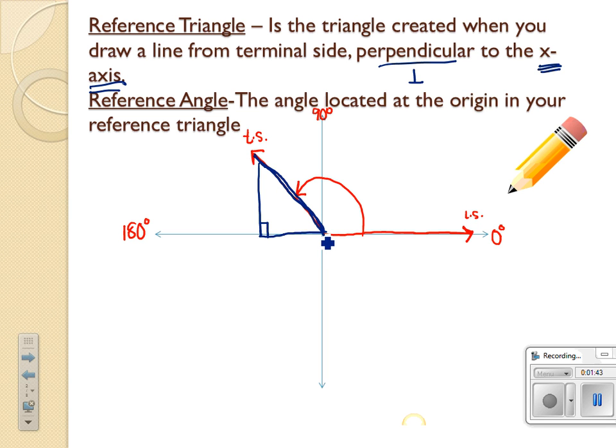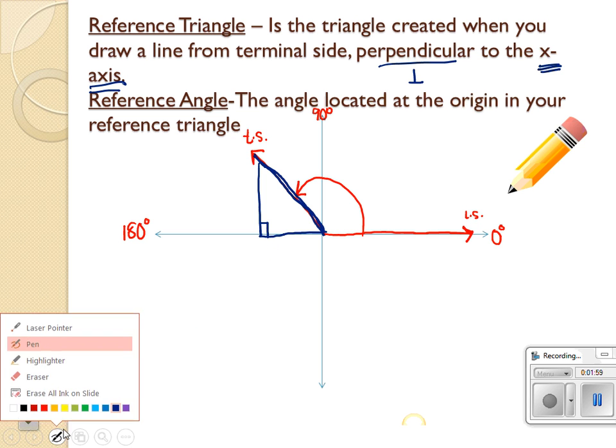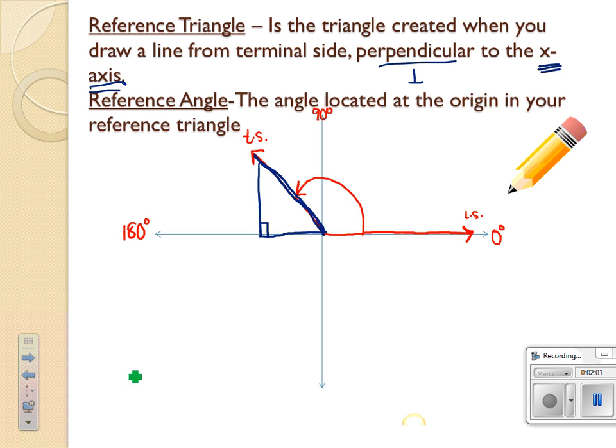So it has the terminal side, the x-axis, and a perpendicular that's dropped from the terminal side to the x-axis. That is called the reference triangle. The reference angle is the angle that is closest to the origin inside the reference triangle. So this is the origin, 0, 0. This would be your reference angle. Okay? So we have reference triangle and we have reference angle. Those are going to be two very important definitions in slides to come here.